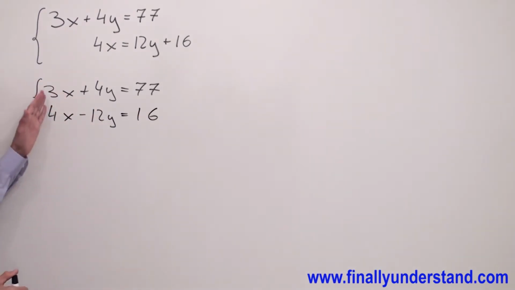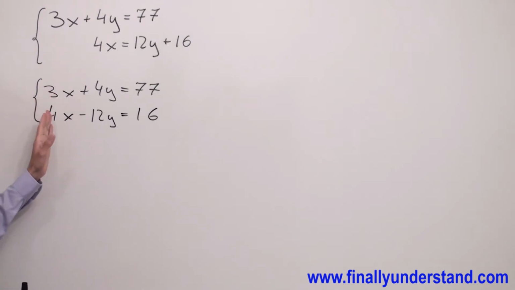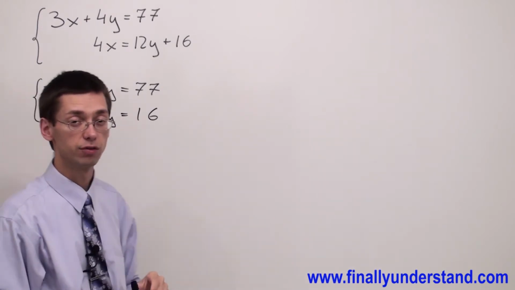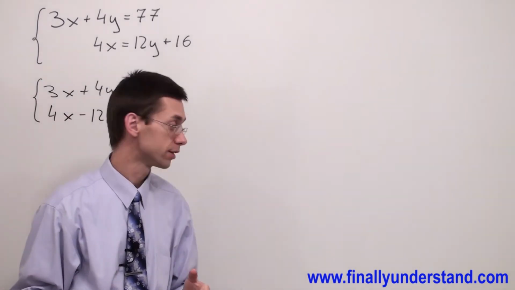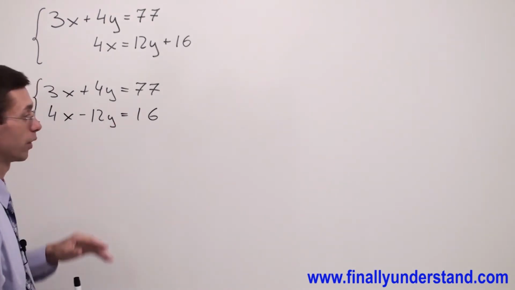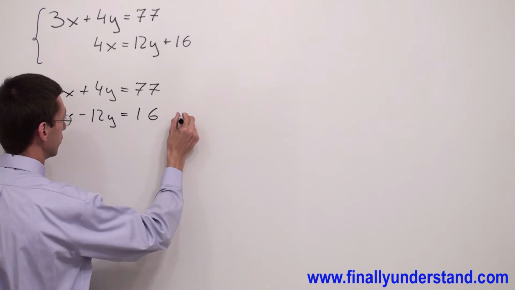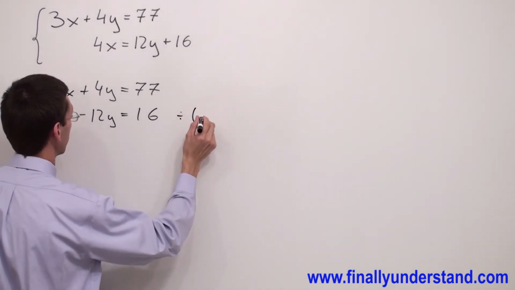Look at the coefficients, okay? X coefficients and y coefficients. They are different. So what can we do? Look at the second equation. The second equation has terms 4x, minus 12y, and 16. All of them are divisible by 4. Let's simplify the second equation first, and let's take a look at what we are going to have. Divide the second equation by 4.